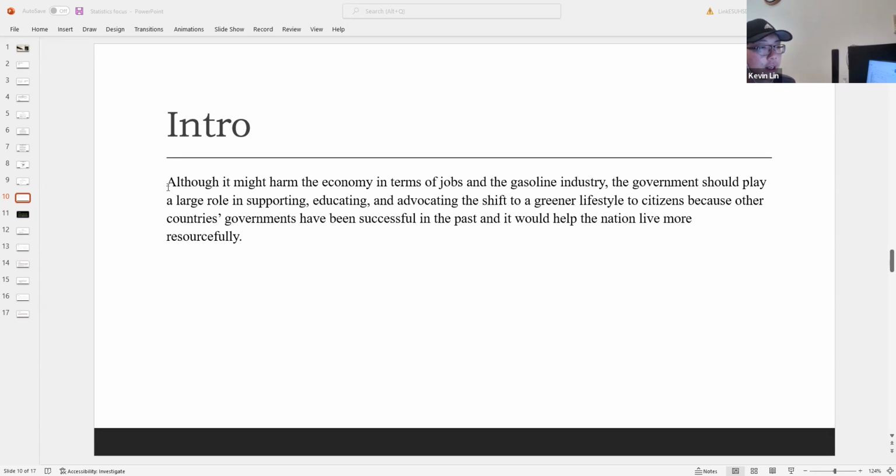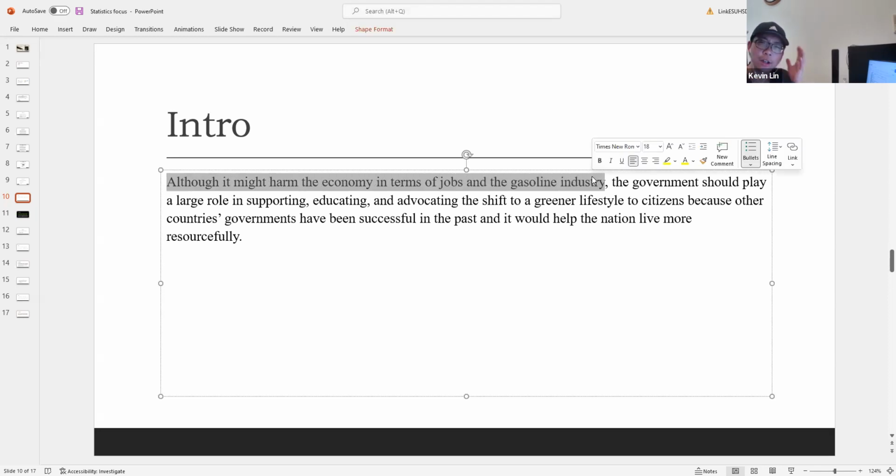In this first line, it says, although it may harm the economy in terms of jobs in the gasoline industry. So the student's kind of acknowledging the counter arguments, and they're also acknowledging the issues of green energy, the topic of green energy. So in the very beginning, I already got context. I'm underlining real quick, a little bit of context.